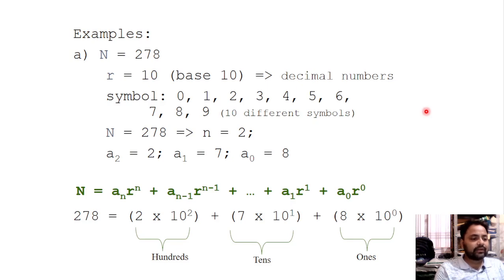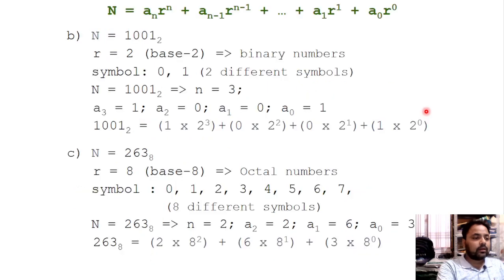So 278 equals 2 into 10 to the power 2, plus 7 into 10 to the power 1, plus 8 into 10 to the power 0. In general, n equals a_n r^n plus a_(n-1) r^(n-1) plus dot dot plus a1 r^1 plus a0 r^0.